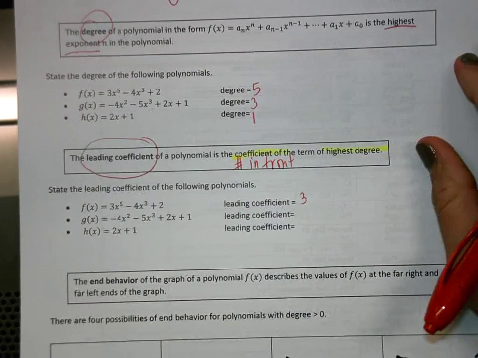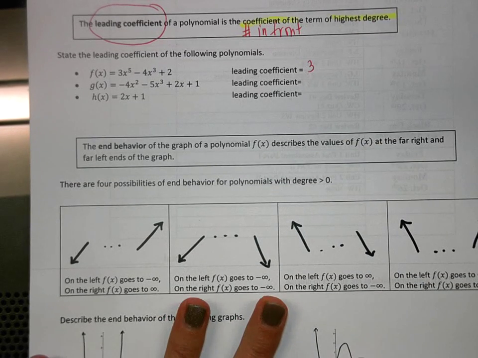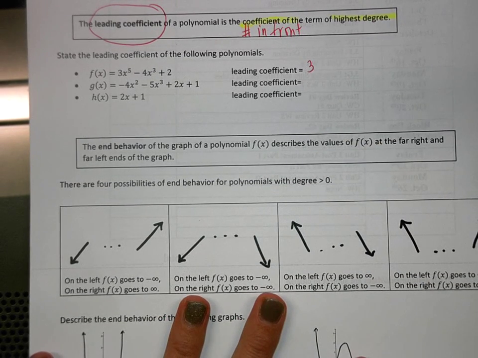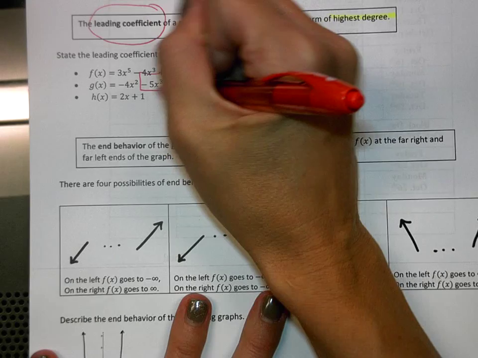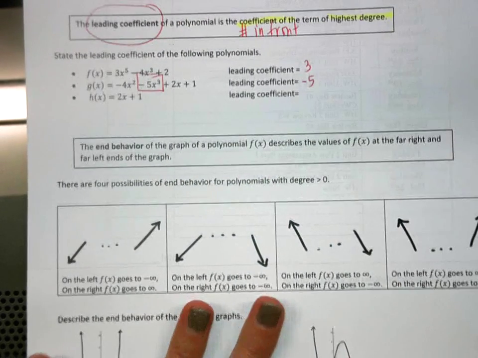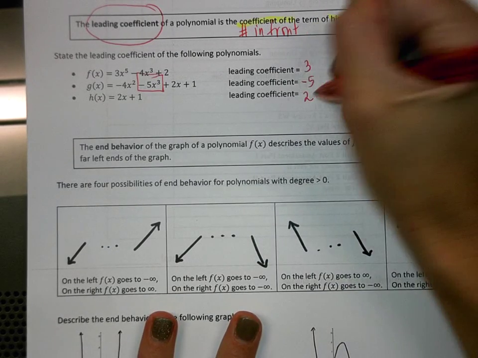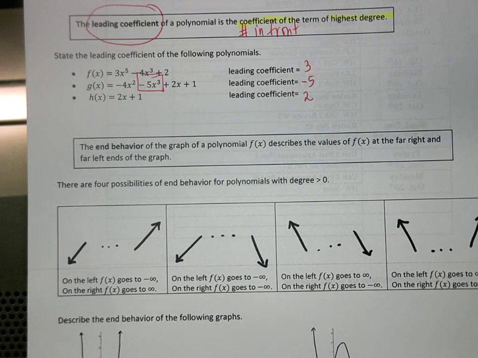Good. And then on g of x, what is my leading coefficient? So what's the highest exponent? 3. And so that leading coefficient is negative 5. So it's always the number in front of your highest exponent. And then the last one, the leading coefficient would be 2. Good.